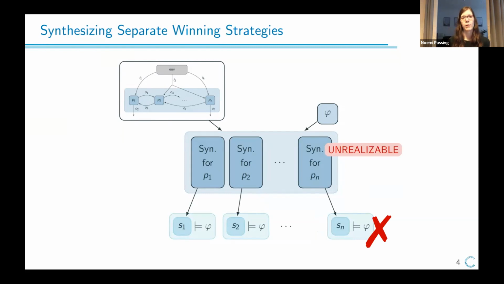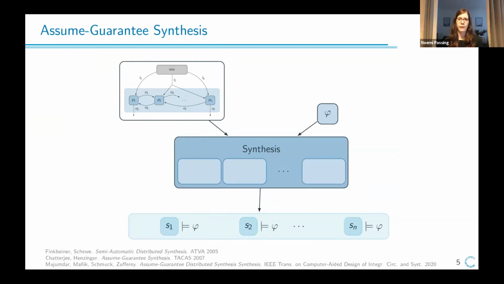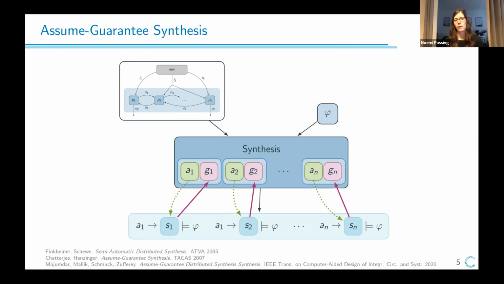To overcome this problem, assume guarantee synthesis approaches have been introduced. Here the main idea is to have an assumption and a guarantee for every process. Then our process gives a guarantee on the behavior of its strategy, and in return, it may pose assumptions on the behavior of the other processes. Therefore, it is only required to satisfy the whole system behavior specification if the assumptions hold. Furthermore, we also have to ensure that our guarantees imply the assumptions, such that we just cannot assume anything.